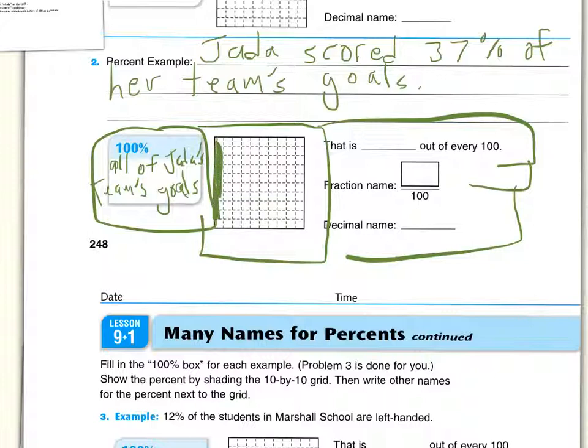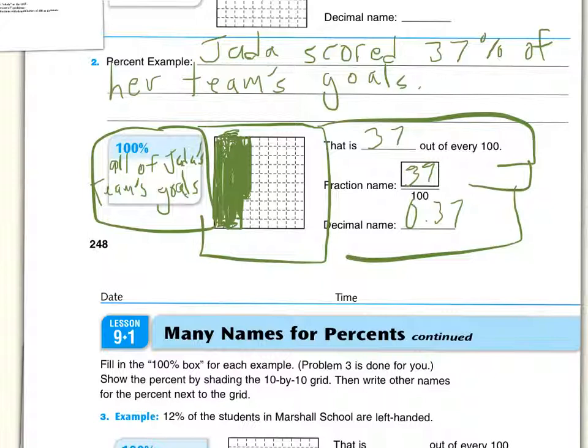So I know there's 10 in one row, so I can fill in 1, 2, a little sloppy, sorry. Here's 3 of them, so I have 30 here if there's 10 in each. Then 1, 2, 3, 4, 5, 6, 7. Block them off. Okay. So here I have 37 out of every 100. Okay, the fraction would be 37 out of 100. The decimal would be 0.37.